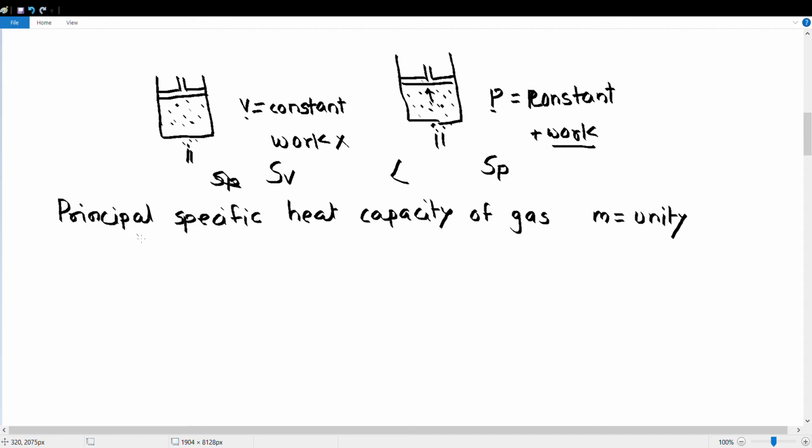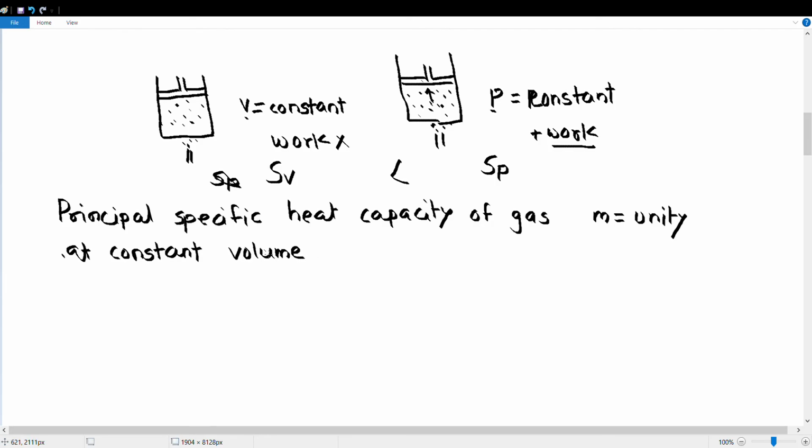First, let us see what this principal specific heat capacity is. Again, this principal specific heat capacity is of two types. The first one is the principal heat capacity of a gas at constant volume.